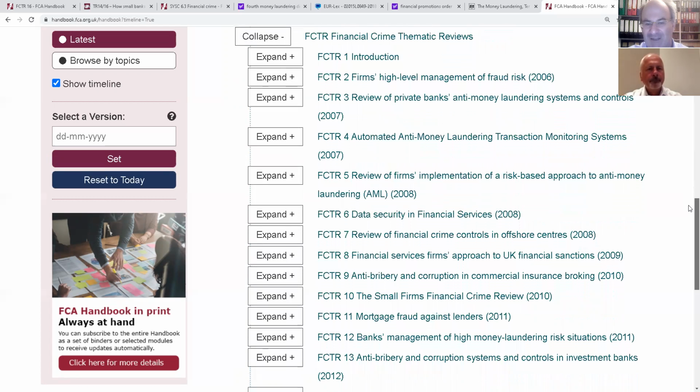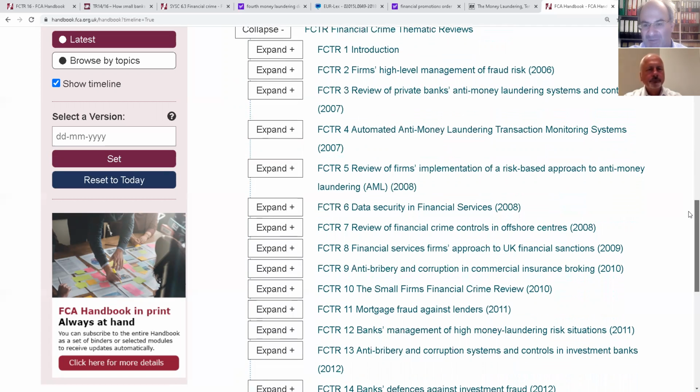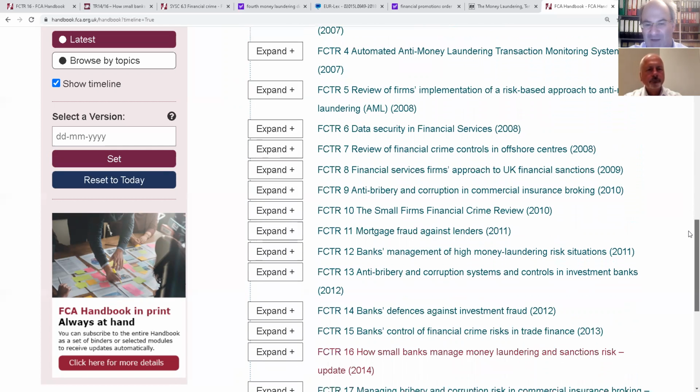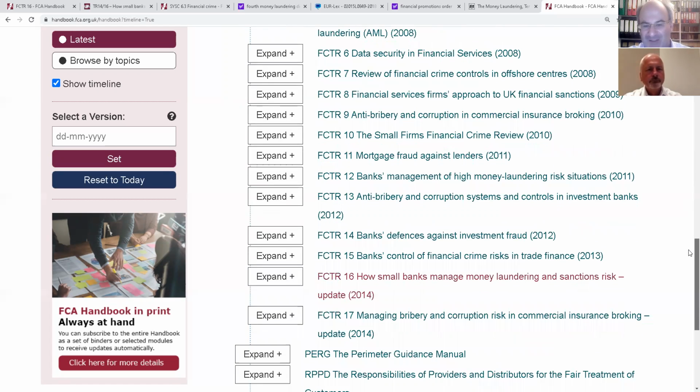And definitely the two there, the review of private banks, although that's been recently updated, and the automated anti-money laundering transaction monitoring systems you should be considering. But as I say, these are quite old, and it might be better to do this from the bottom up and focus instead, if you're working for a small bank, on the update done in 2014. And if you're in trade finance, the one in 2013. You'll see there isn't really anything beyond 2014.